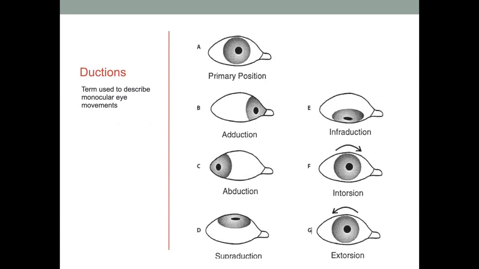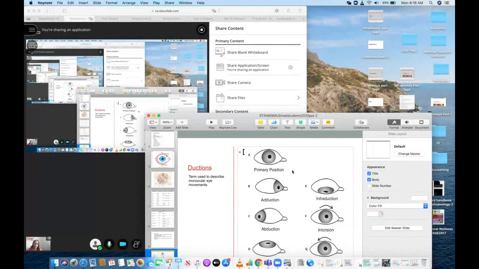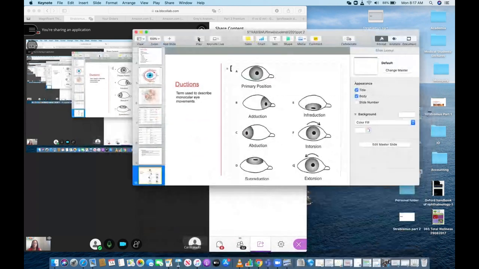Let's talk about ductions first. In figure A, that's a primary position, looking straight ahead. B, we have adduction, where the eyes move towards the nose. C will be abduction, where the eyes are moving away from the nose. So if you think of here as the nose, adduction is towards, abduction is going away, supraduction is going up, infraduction is going down, intorsion, and extorsion. All right, everyone got that?